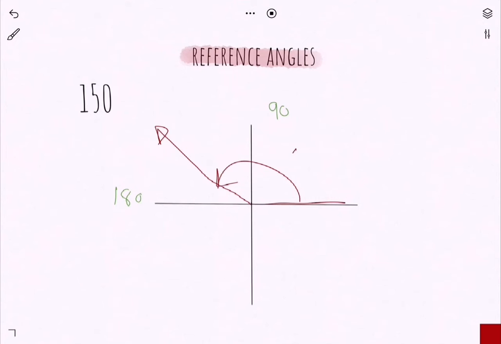This is your angle. But where is your reference angle? Your reference angle is the closest part of the x-axis. This is your reference angle. But now how do you find the value? You subtract the angle from 180. So 180 minus 150 is 30 degrees. This is your reference angle.